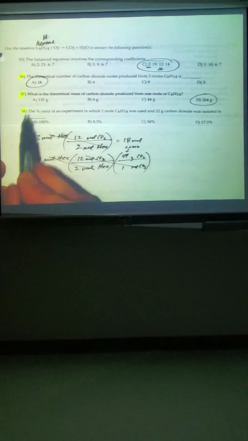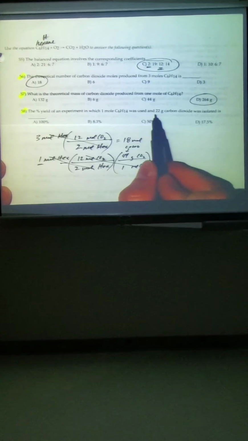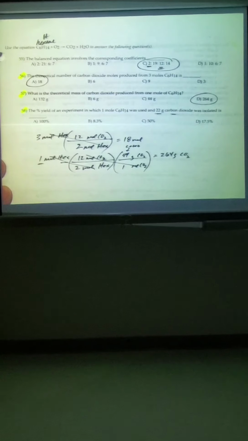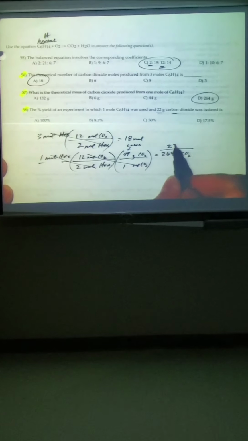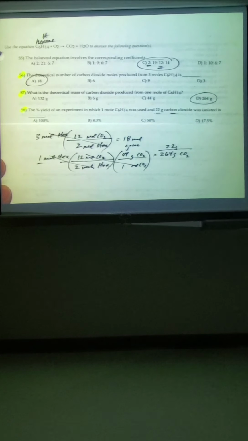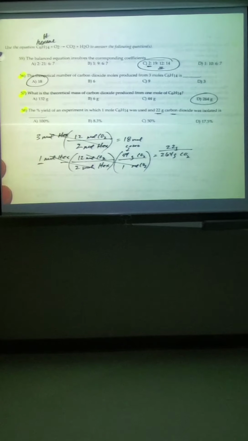Lastly, they say, what's the percent yield? We use 1 mole of hexane. They got 22 grams of carbon dioxide. We just found that you can make 264 grams of carbon dioxide. So if you could make 264 grams, you only made 22 grams, you had a big leak because you lost most of your carbon dioxide. 22 divided by 264 times 100 is a very terrible 8.3%.